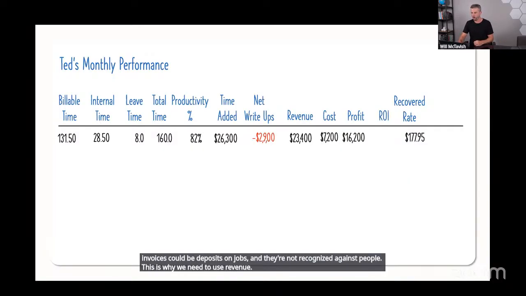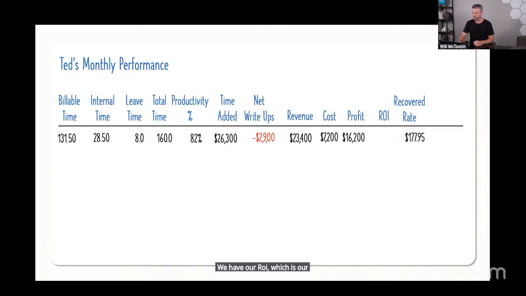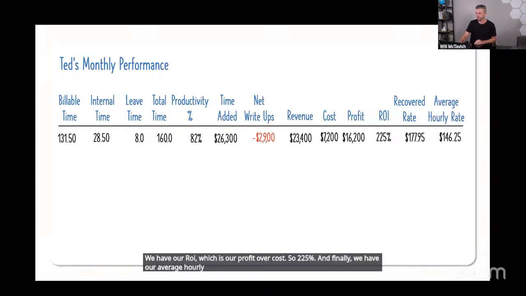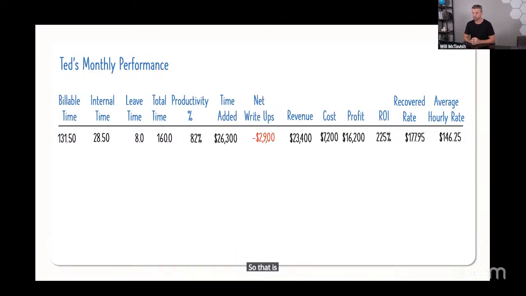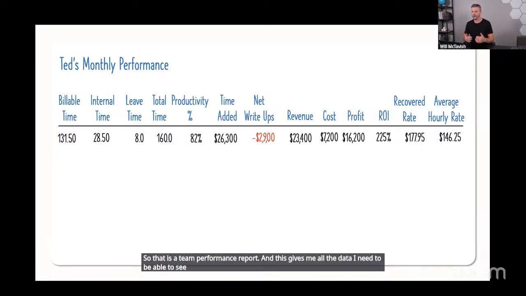We have our ROI, which is our profit over cost, so 225%. And finally, we have our average hourly rate, which for TED is 146.25. And that's a really solid average hourly rate. So that is a team performance report. This gives me all the data I need to see how TED's performing from a financial perspective. This doesn't talk to job turnaround and other things, but from a purely financial perspective, that's all the information I need to make some decisions.